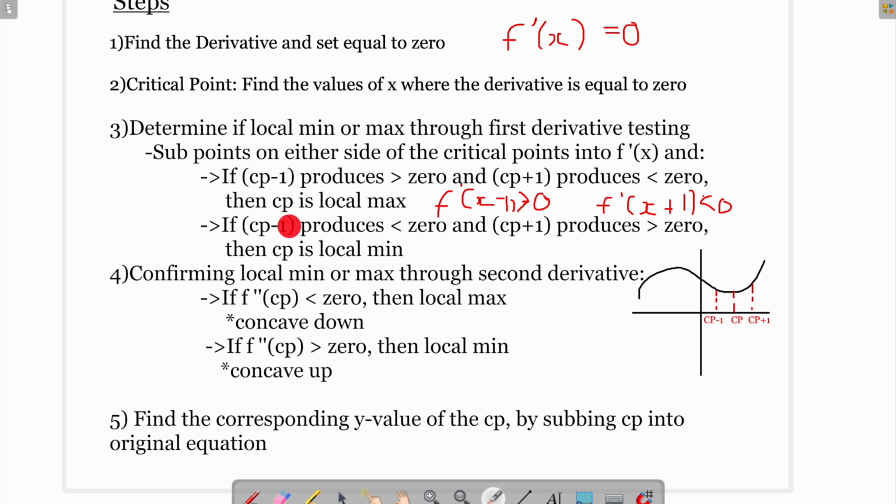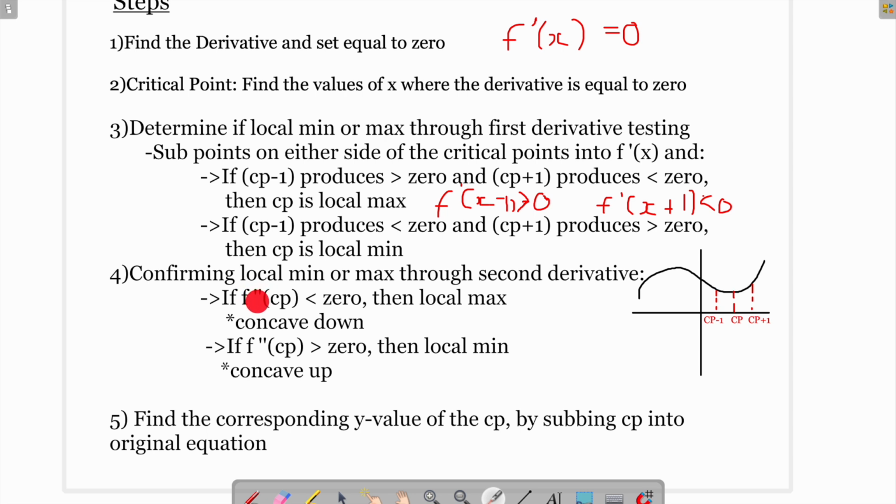Conversely, if the left-hand side of that critical point is less than 0, and the right-hand side of that critical point is greater than 0, then that critical point is a local min. To double check that we've made the right judgment, we find the double derivative. So this is called the second derivative test.